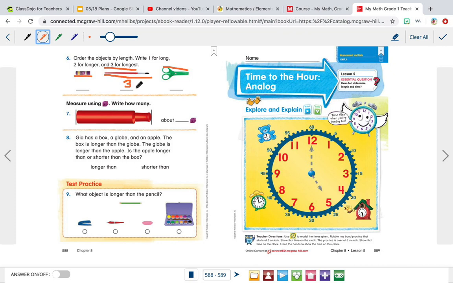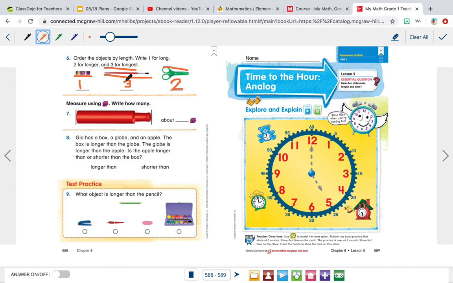What's the second longest? Is it the glue stick or the scissors? Well, the scissors are longer than the glue stick, so that tells me that the scissors are the second longest. So this is the longest, this is longer, and that makes the glue stick just long. So here's long, here's longer, and here's longest.